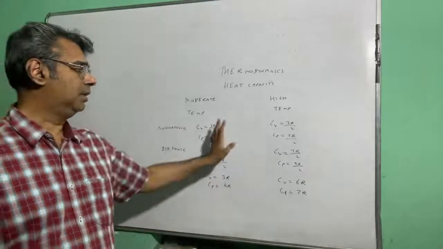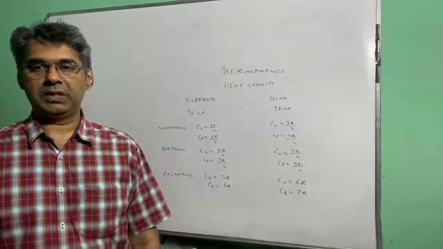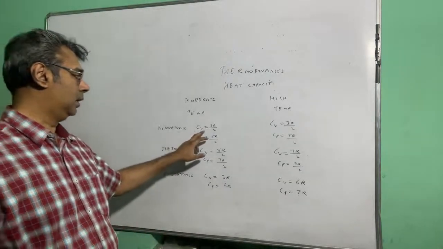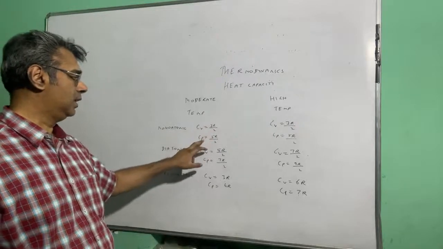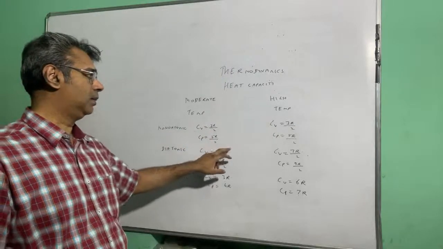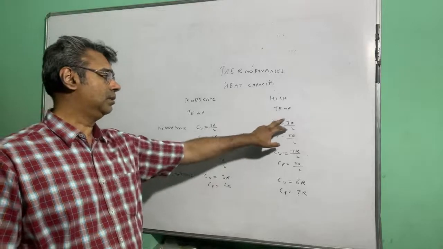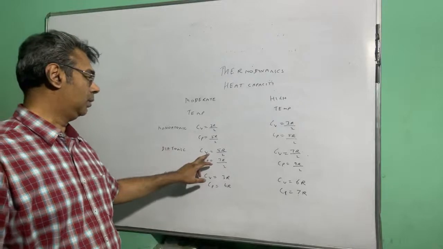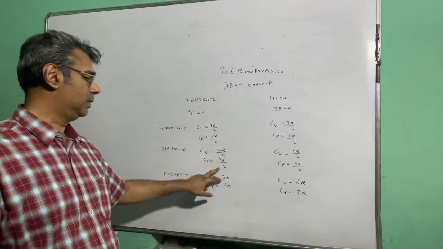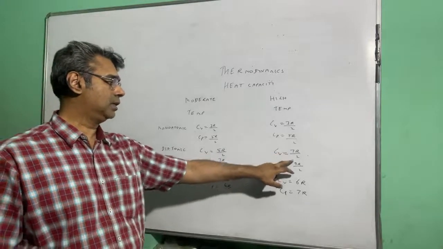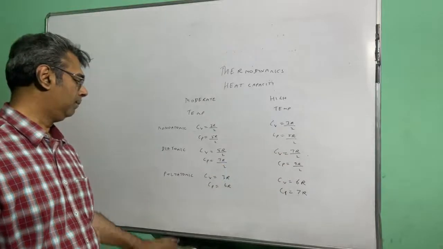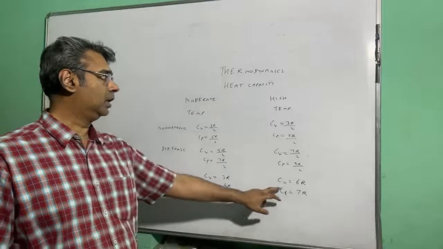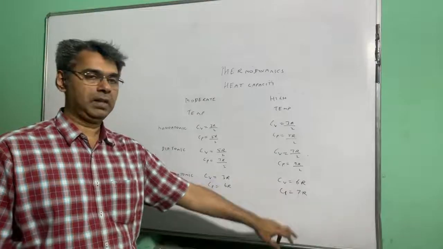So this is a very, very important chart. Just keep this chart in mind. For monoatomic at moderate temperature, Cv is 3R by 2 and Cp is 5R by 2. At high temperature, Cv is 3R by 2, Cp is 5R by 2. For diatomic, at moderate temperature, Cv is 5R by 2, Cp is 7R by 2. At high temperature, Cv is 7R by 2, Cp is 9R by 2. For polyatomic, moderate temperature, Cv is 3R, Cp is 4R. And high temperature, Cv is 6R and Cp is 7R.